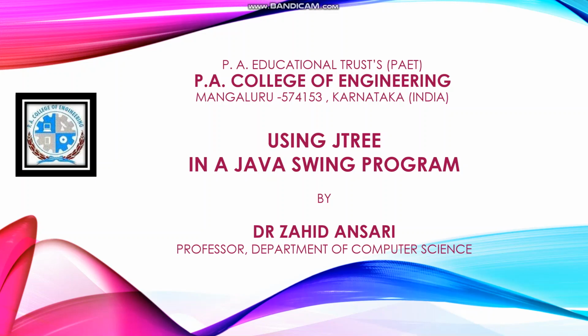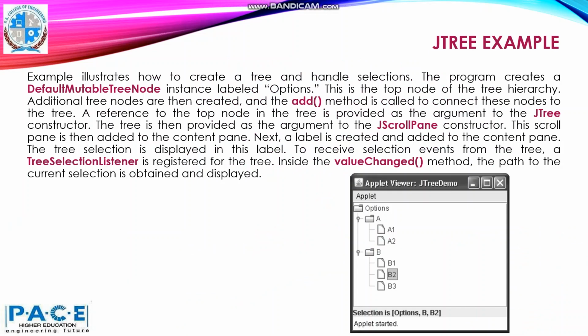In this video, we'll discuss how to use JTree in a Java Swing program. So we take an example. This example illustrates how to create a tree and handle the selections in the tree. Our program first creates a default mutable tree node instance and we label it options. This is the top node of our tree hierarchy.